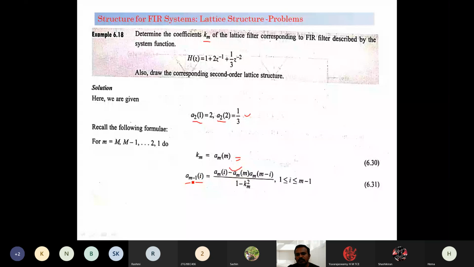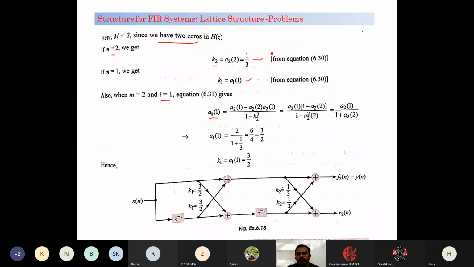When m is 2, obviously it is 2 minus 1. A of 1, it is into of which element? First element. So you need to go on substituting the values. So A2 of this equation is A2 of 1 minus A2 of 2 into A2 of 1 itself, divided by 1 minus K2 square. So we need to go for that substitution here.